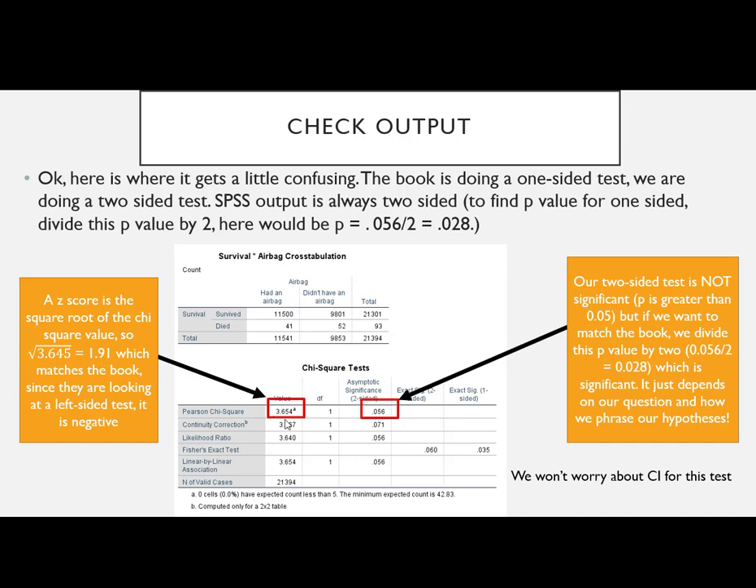But we're not doing a one-sided test here. We're looking at a two-sided test. So our chi-square value is 3.654, and our p-value is 0.056. Remember, if anything's less than 0.05, it's significant, and here we're not. So it is a non-significant test. We are not going to reject the null hypothesis. Our two-sided test is not significant. The p is greater than 0.05. But if we want to match the book, we divide this by 2, like I've already said, and it would be significant. It just depends on our question and how we phrase our hypotheses.